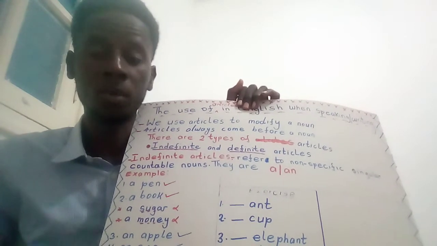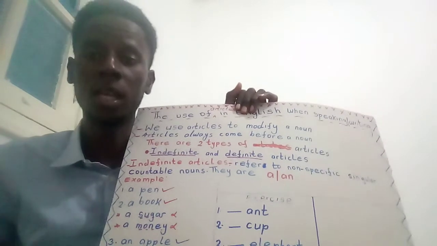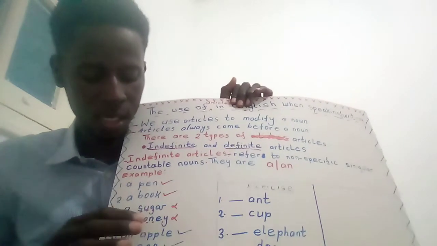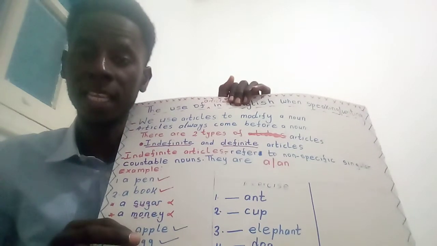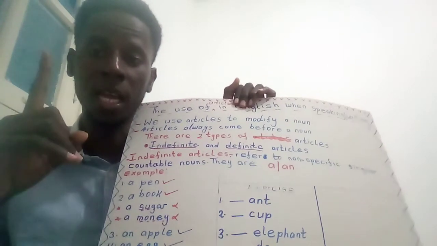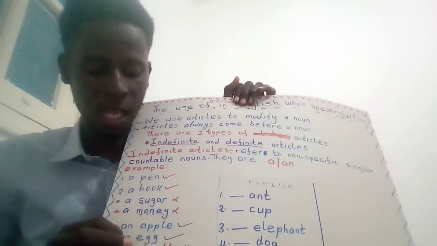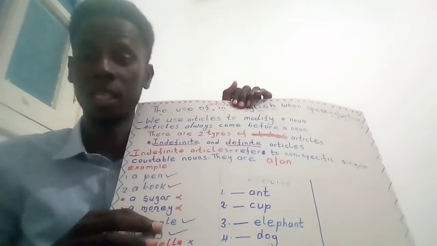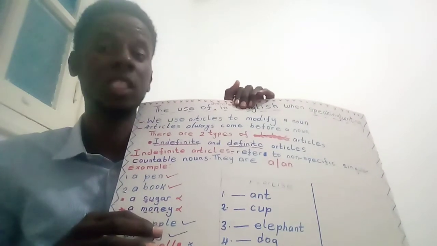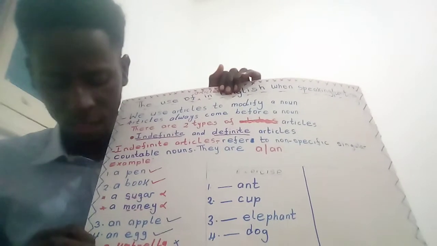An always comes when the noun is in the singular form. For example, an apple. Number 4, an egg. One egg. When it is one, we say an egg. More than one, we can say an eggs. That also doesn't sound correct. It's very wrong.